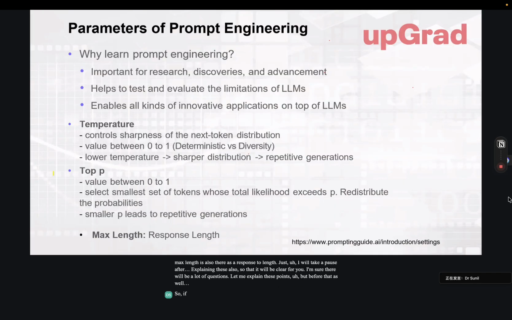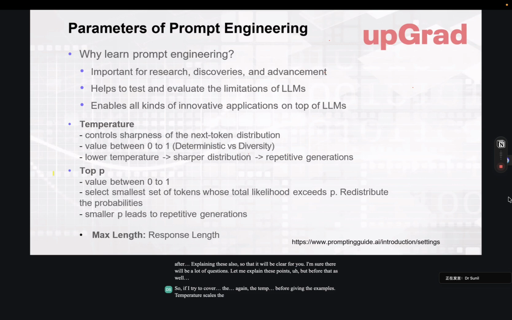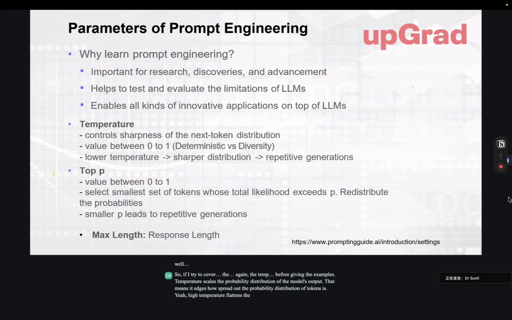if I try to cover again, before giving the examples: temperature scales the probability distribution of the model's output. That means it adjusts how spread out the probability distribution of tokens is. A high temperature flattens the distribution, making less likely tokens more probable, while a low temperature sharpens the distribution, making the most likely tokens even more dominant, whether I have this much space or more. So that's what the temperature is trying to do.